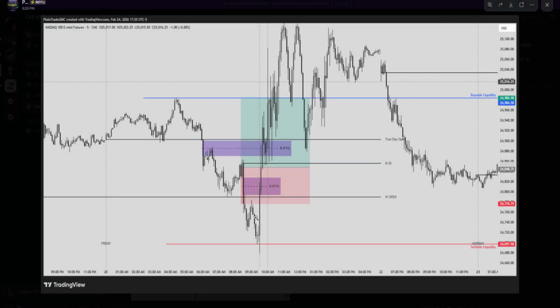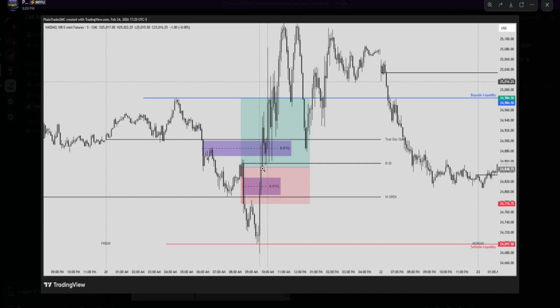Buy side liquidity, sell side. Prior to 9:30, we swept this low, displaced right back up. We inverse this 5-minute. Your entry is right here, and then you target this as your take profit.